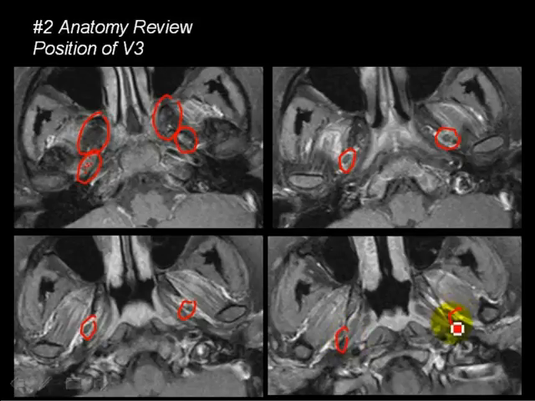As it goes further down, it will send branches to innervate the muscles of mastication. So when tumor spreads laterally in the parapharyngeal space, it's likely to involve the mandibular nerve.